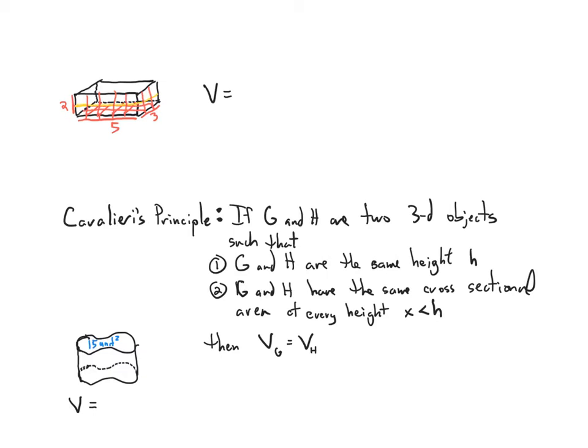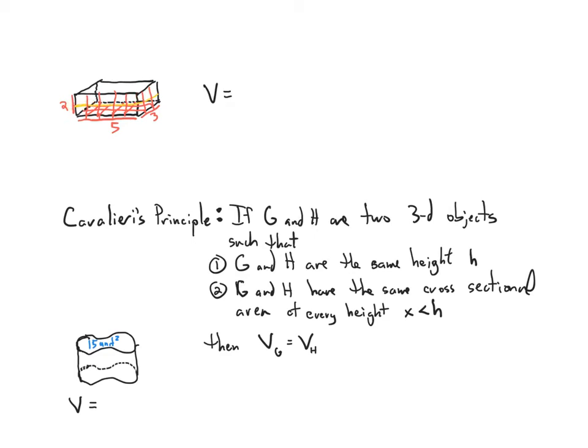And what you can kind of see, and this isn't my best drawing, but what I'm trying to illustrate is that this is kind of like 2 layers of cubes, because the height is 2. The first layer has 5 times 3, which is 15 cubes. The second layer has also 5 times 3, which is 15 cubes.